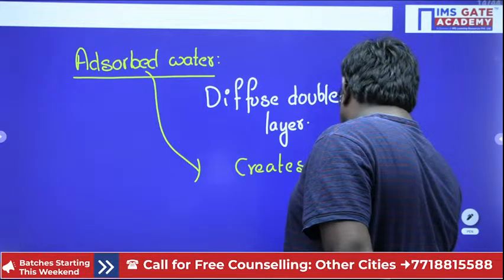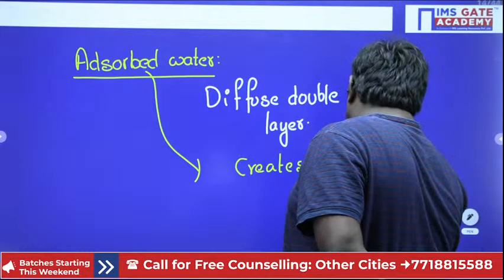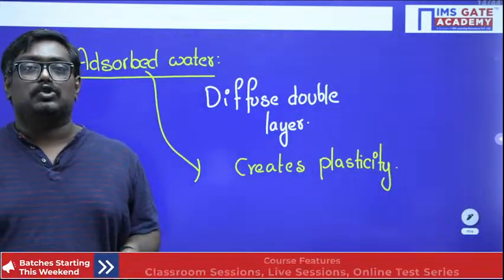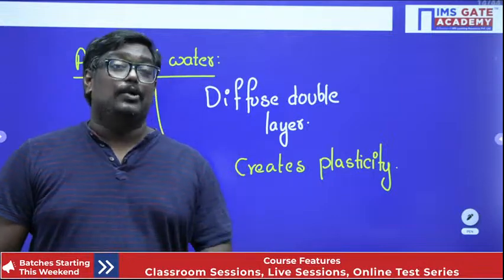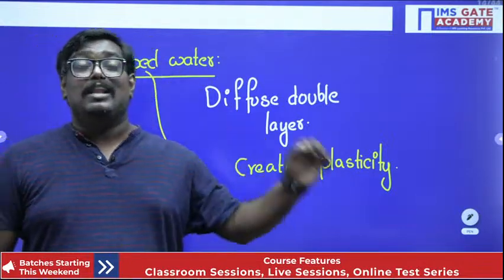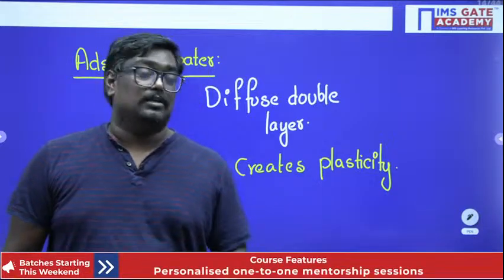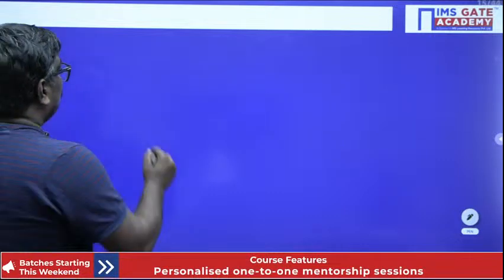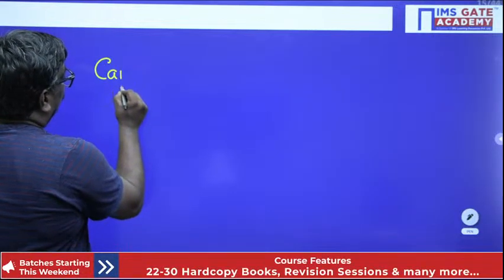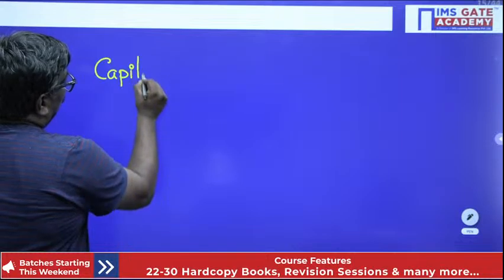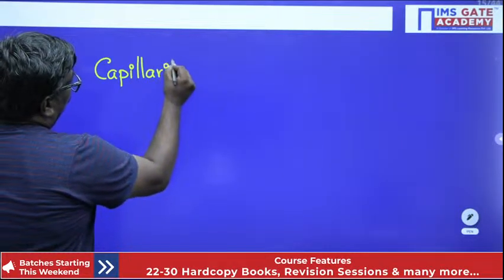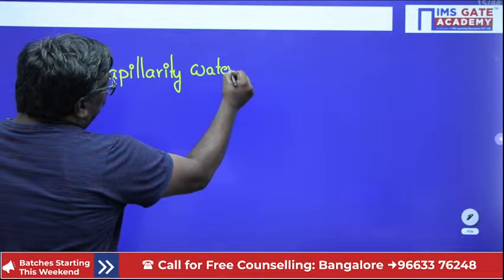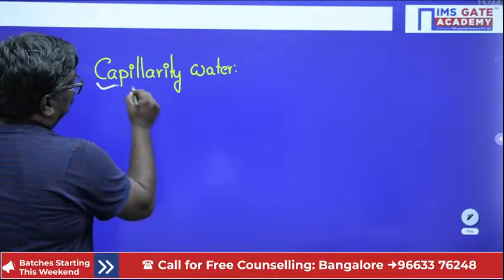And remember, my dear students, plasticity is not a good sign, because consistency means it is the property of the soil which does not allow the soil to deform. Plasticity means it will allow the soil to deform without rupture. So plasticity also it should not cause. And the next one we have is the capillarity water.